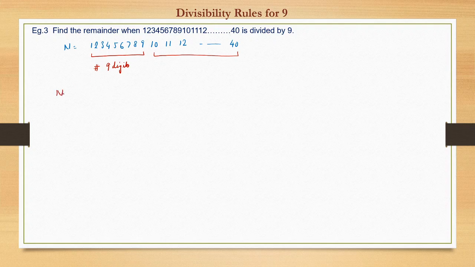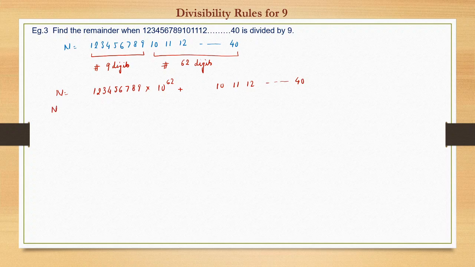So basically n I can write as 1, 2, 3, 4, 5, 6, 7, 8, 9 into 10 raised to power something. Here, how many digits would be there? 10 to 40 is 31 terms. So 31 into 2 is 62 digits, into 10 raised to power 62, plus 10, 11, 12, and so on till 40. So this is another part, right?